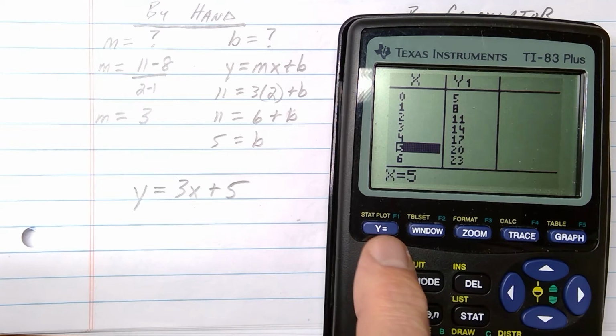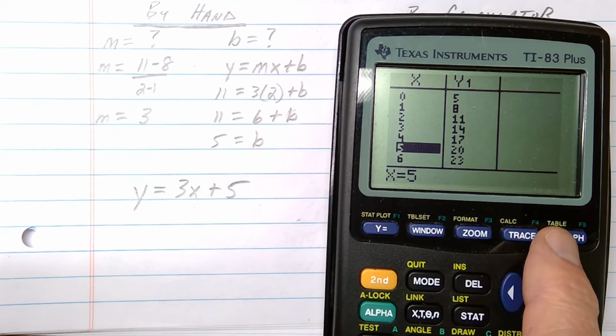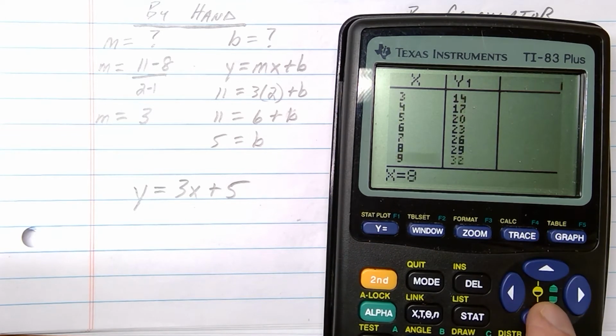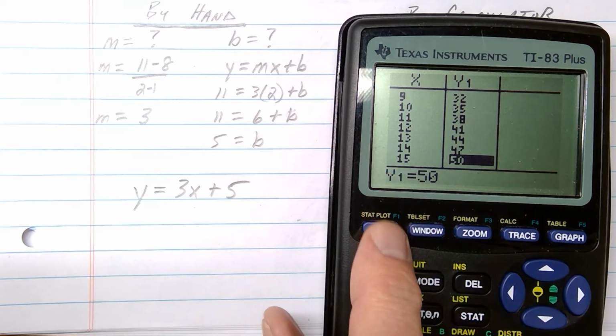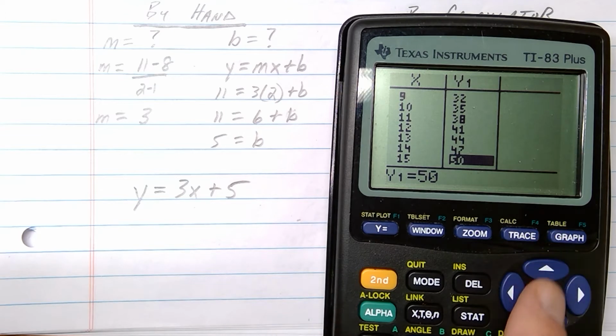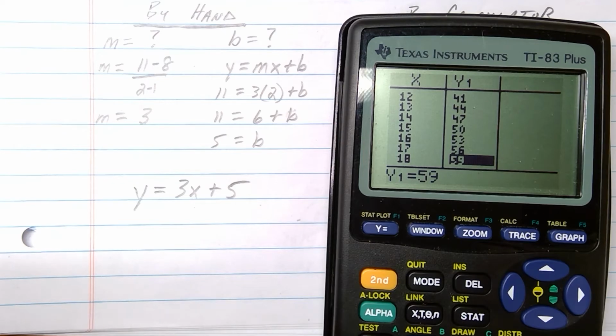So after you put the equation into your y equals button and go look at your table, you can go as far into the future as you want. After 15 years, I had 50 cows, and so on. So you can predict the future with your equation if you put it into your y equals button and go look at your table and just scroll down. You can predict how much you'll have a certain number of years in the future.